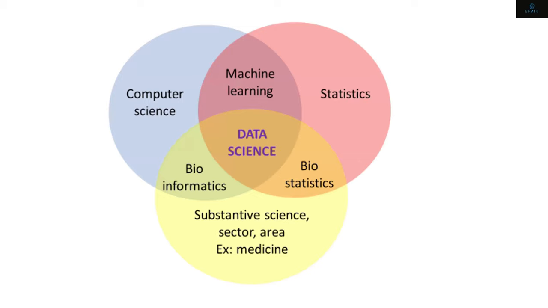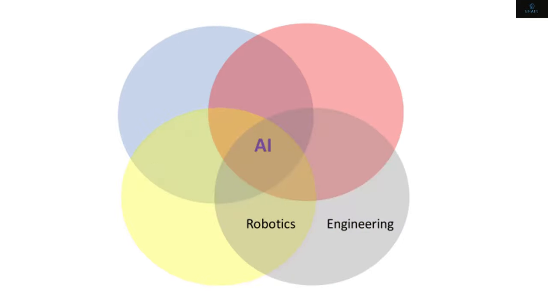putting concepts in place. So this is my world into AI and data science. It's intersecting statistics and mathematics with computer science, and then the substantive science or sector or area that you are concerned with, and that provides the data and provides the questions. And when you do this intersection, you find machine learning, bioinformatics, biostatistics, and in the middle data science. And my talk is in here, in the middle there. Okay, and if you want to find out where AI is in my understanding of the world, then we need another bubble, which is engineering, and then we get AI in the middle with robotics.